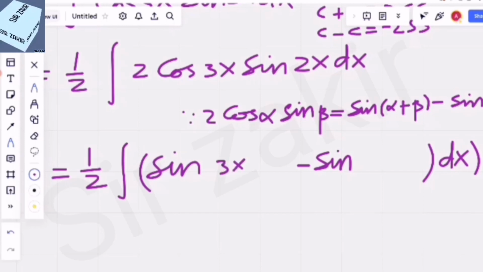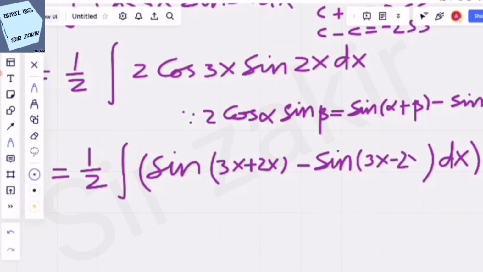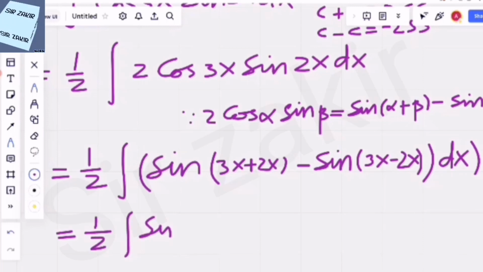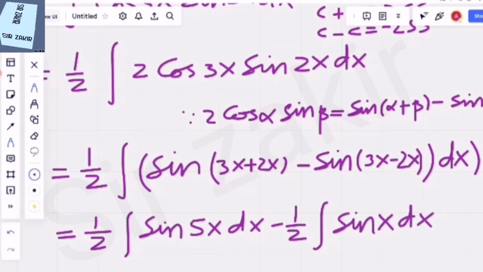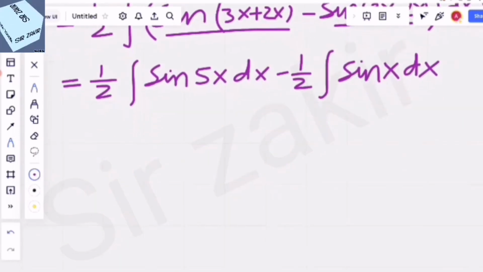Here it is 3x plus 2x, alpha plus beta. Here it is 3x minus 2x. So then we separate the integration sign also. 1 by 2 integration of sine 5x dx and minus 1 by 2 integration of sine x dx. 1 by 2 integration from outside, this is sine 5x, this is sine x, and now we evaluate the integration.